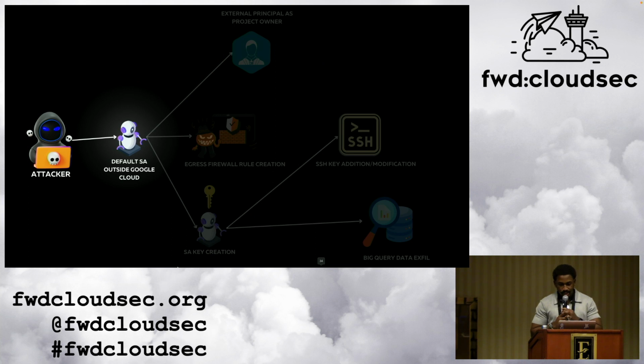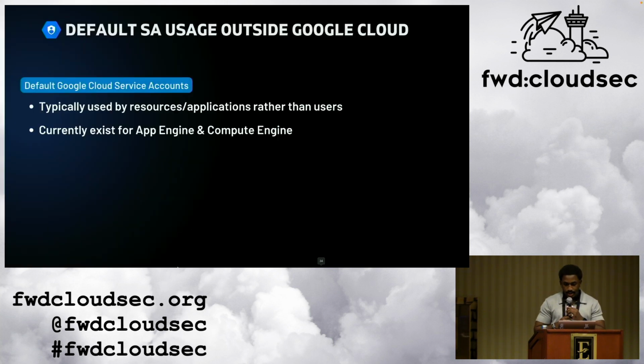The very first detection we'll take a look at would be detecting when a default service account is being used outside of Google Cloud. Now, this is a typical initial access vector due to compromised default service account keys. And just like other keys in other cloud environments, this is typically how attackers gain access into a Google Cloud environment. Now, the thing about this is service accounts are typically used by resources or applications rather than users. And currently, Google Cloud has two default service accounts. The very first one being the App Engine service account, and the other one being the Compute Engine service account.